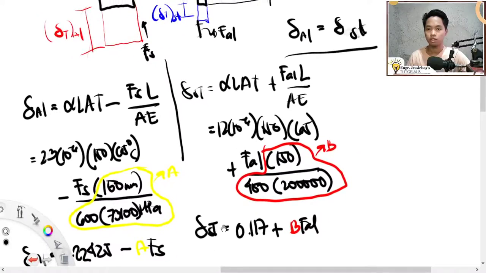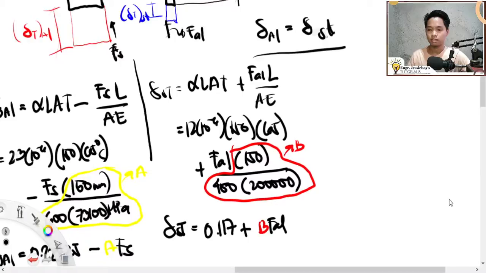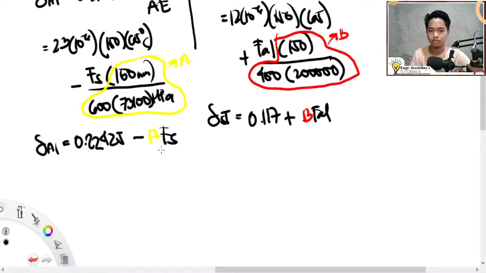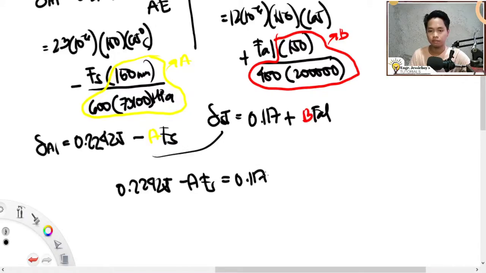In the compatibility equation, the deformation of our aluminum should be equal to the deformation of our steel. Isn't that the compatibility condition? So we have to equate these two terms, since they are supposedly equal. So that would be 0.22425 minus A multiplied by F_steel is equal to 0.117 plus B F_AL.